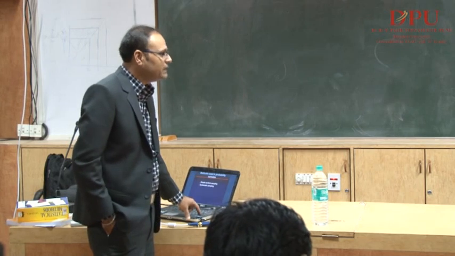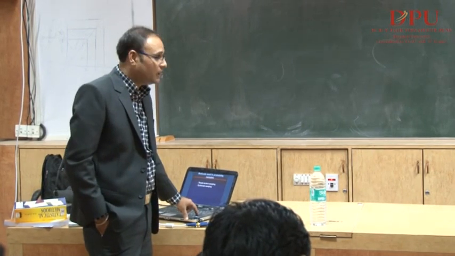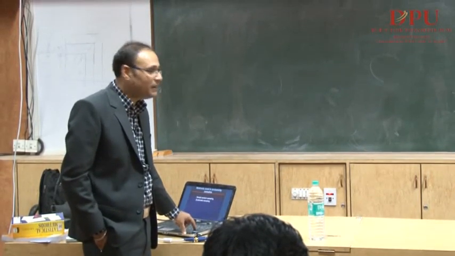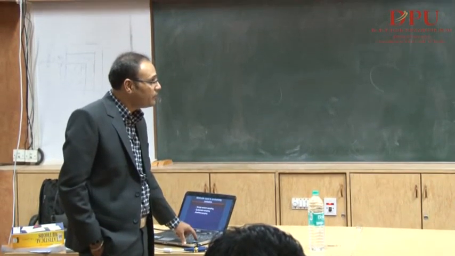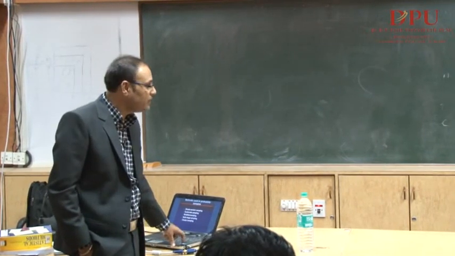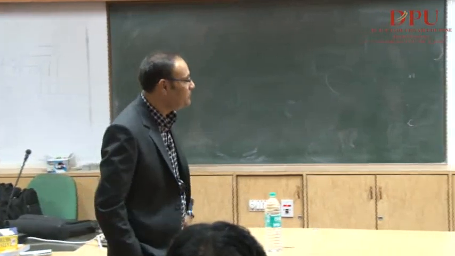Alright, so these are the different types of probability sampling. The first one is simple random sampling, the second is systematic sampling, the third is stratified sampling, the fourth is multi-stage sampling, and the fifth is cluster sampling. Alright, let's see them one by one.